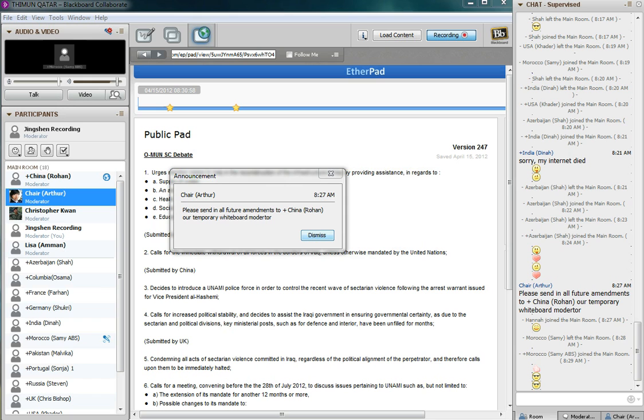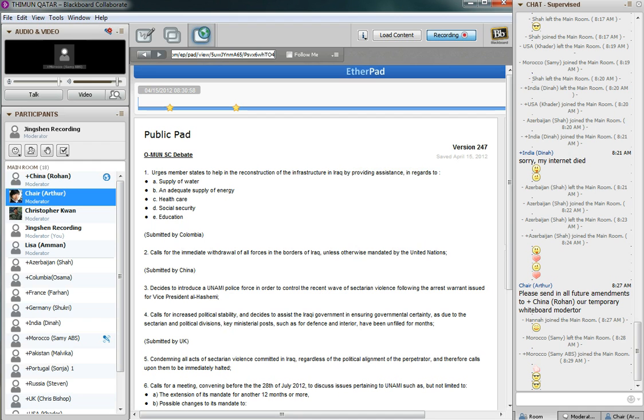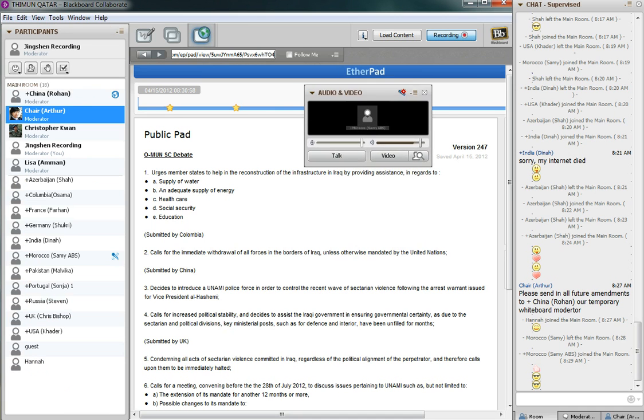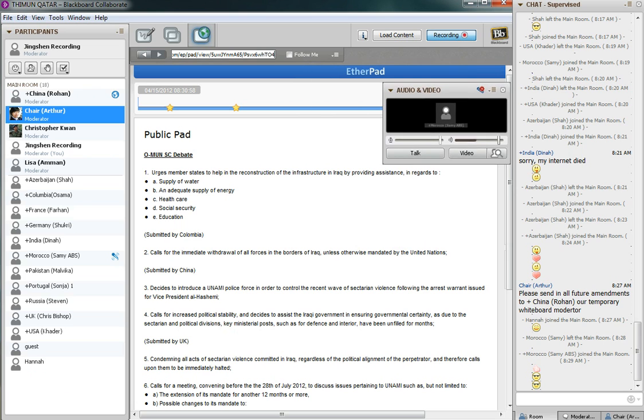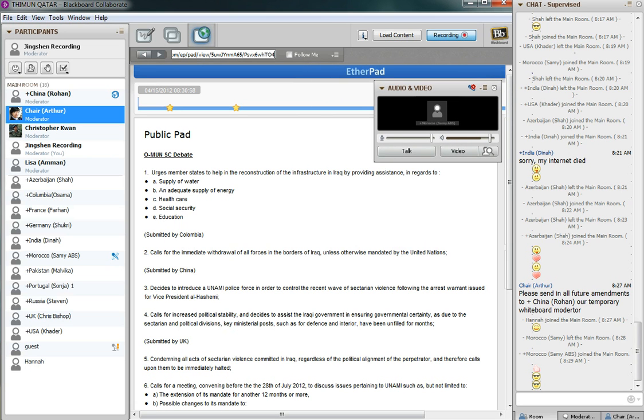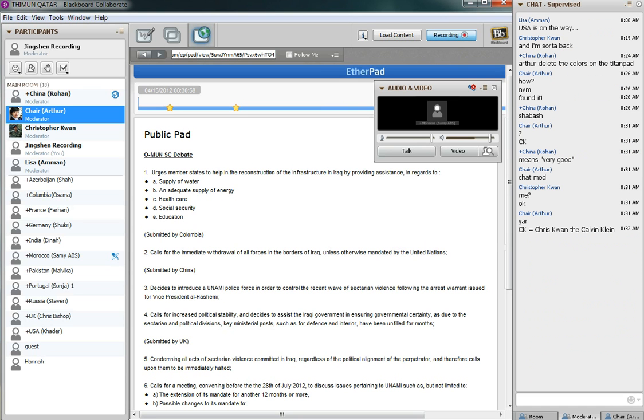We cannot just state that we want to supply water, or an adequate supply of energy. There are many, many forms of energy. However, it is also not mentioned how and which type. For example, we could resort to nuclear energy, but I'm sure a large majority of the population in Iraq and a large majority of the population of the members of the Security Council would disagree.